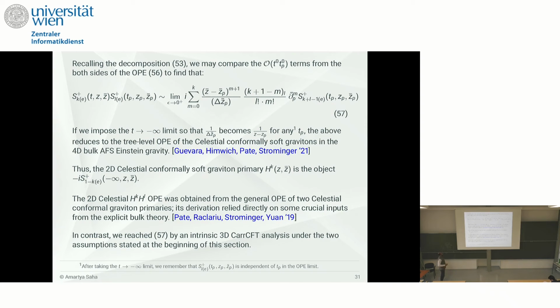We reached this semi-OPE by an intrinsic 3D Carrollian CFT analysis, but under the two assumptions that I stated at the beginning of the section. So the most important thing is the time. The Carrollian time coordinate took the central role in the whole construction, because you see it's all related by time derivatives.